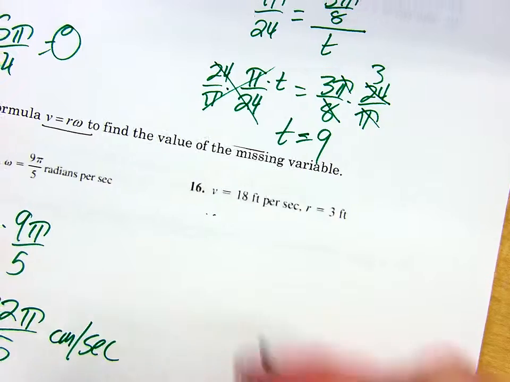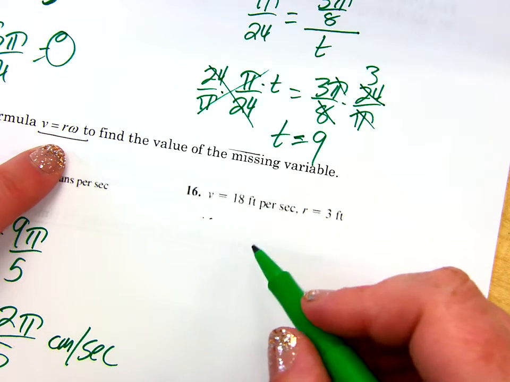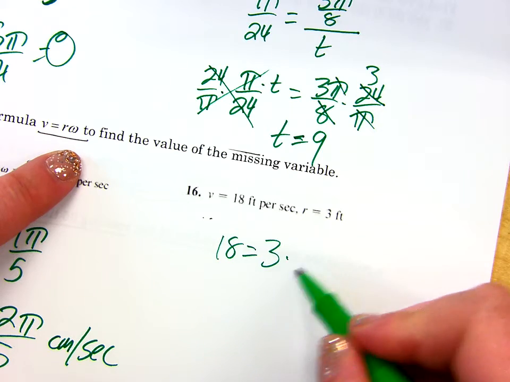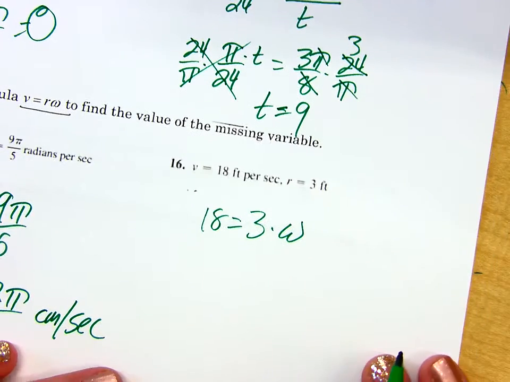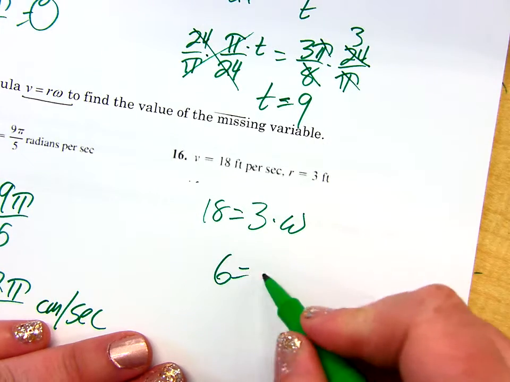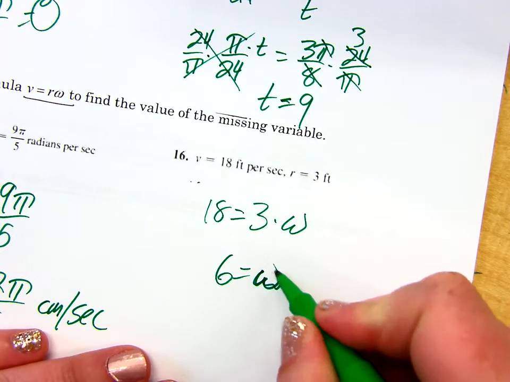And 16 here, same formula, V equals R omega. V is 18, R is 3. I don't know what omega is, but now I do. It's just got to be 6. That's it.